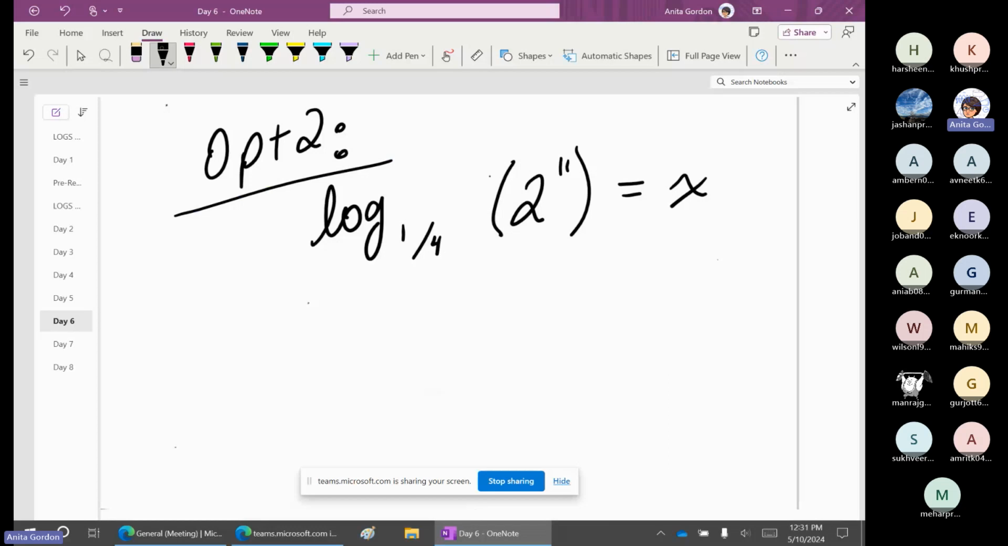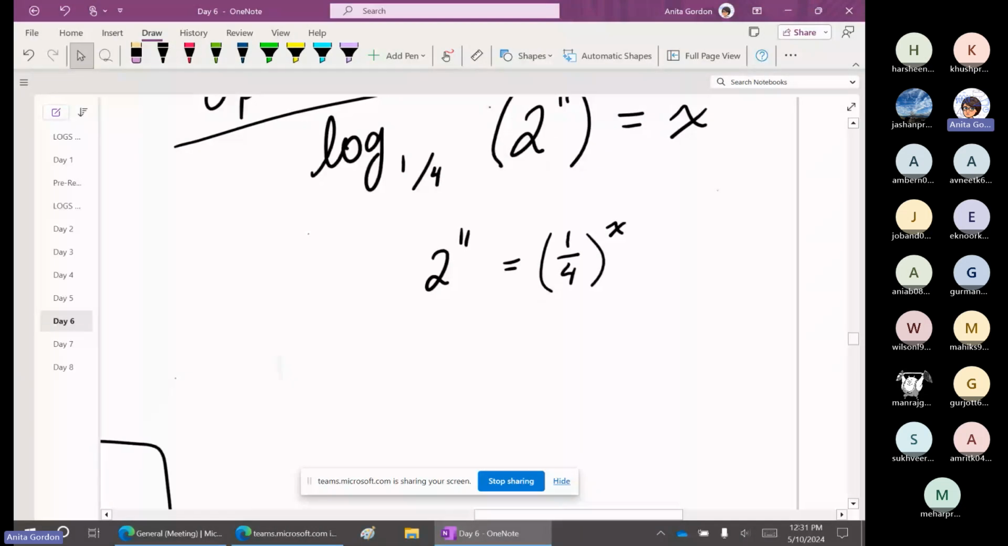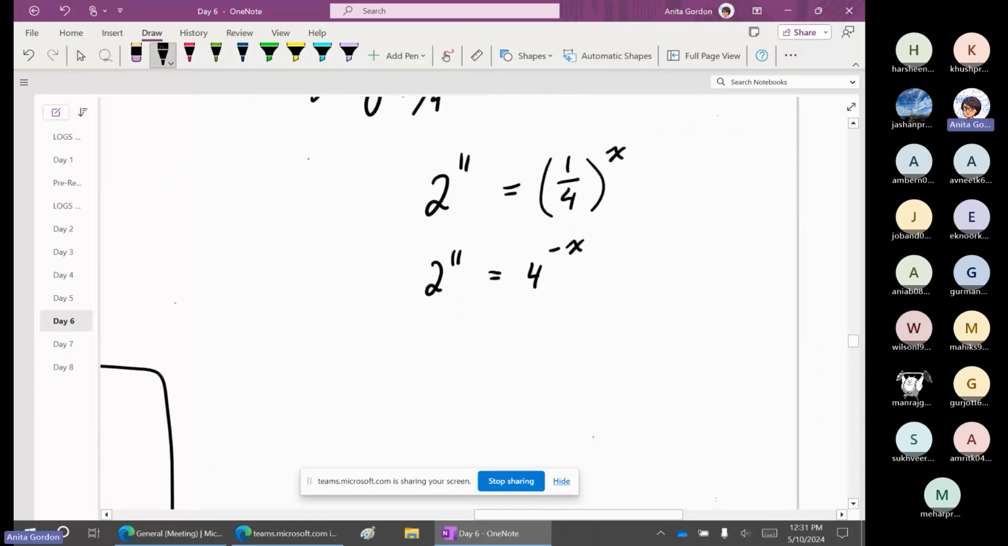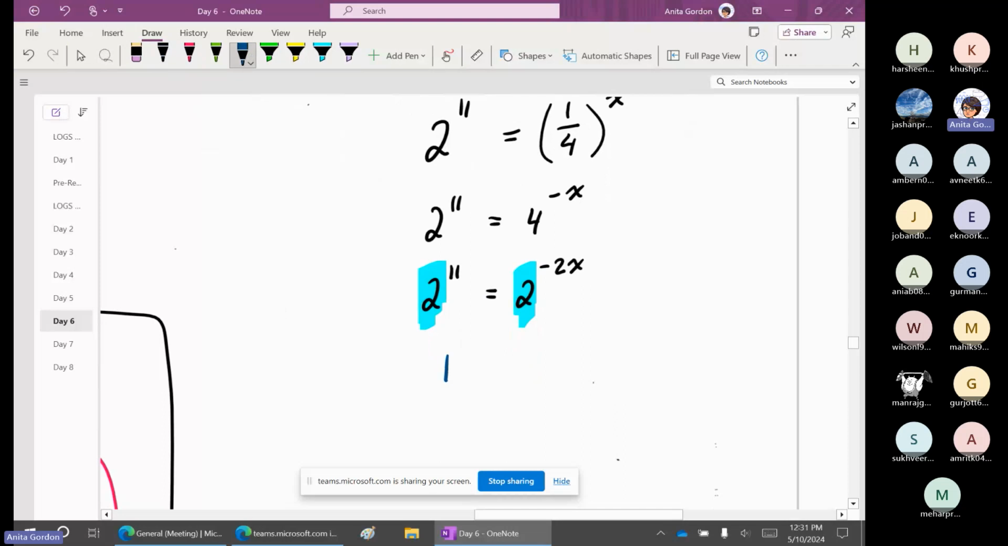So if I rewrite this as an exponential, this is 2 to the 11 equals 1 over 4 to the x, or 2 to the 11 equals 4 to the negative x, or 2 to the 11 equals 2 to the negative 2x. And then this becomes lesson 1 review. If you have the same base and the two numbers are equal, then the exponents must also be equal. And you'll end up with the same answer.